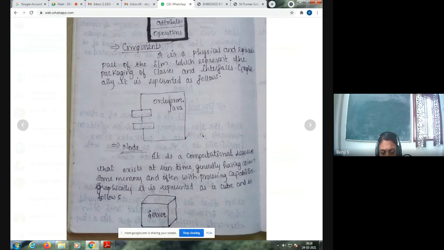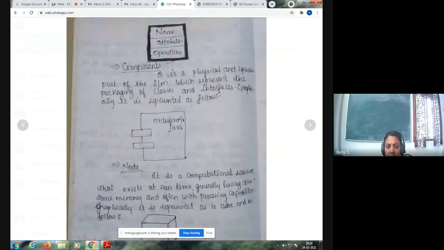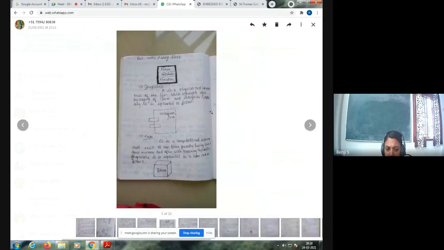So a typical example is the computer system, and graphically it is represented as a cube, as shown below, with the name of the node written inside it. And this cube can have several components residing inside it. So these are the 7 components that make up the structural things of UML.